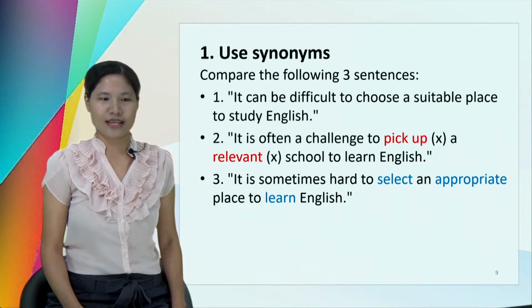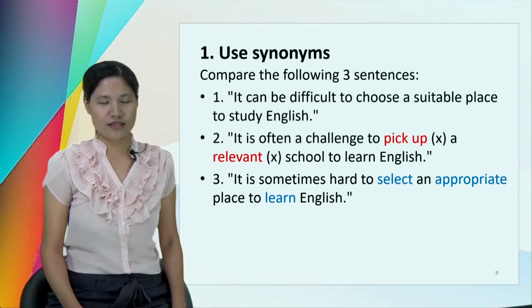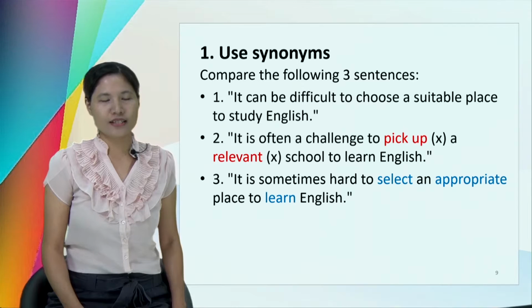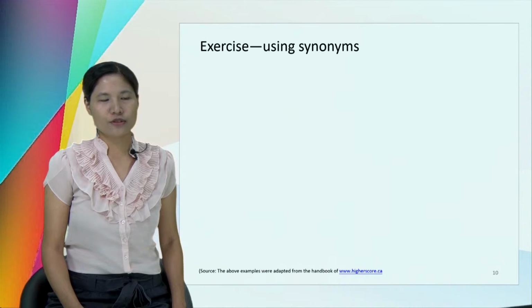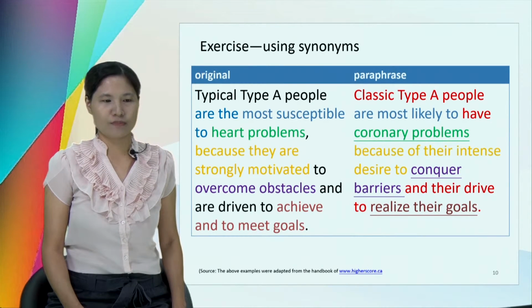So using the wrong word is not good. How about the third sentence? "Select" and "appropriate" and "learn" substitute "choose," "suitable," and "study." So this one, the synonym is correct. That is just the first technique. Now let's look at some more examples. On the left-hand side is the original version. The right-hand side is the paraphrase version.